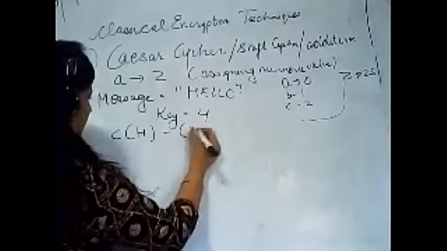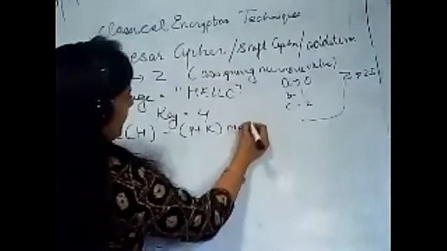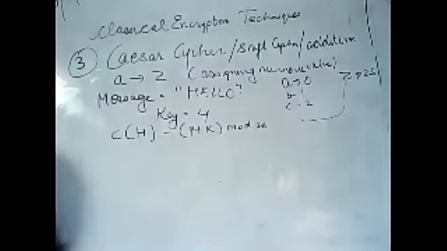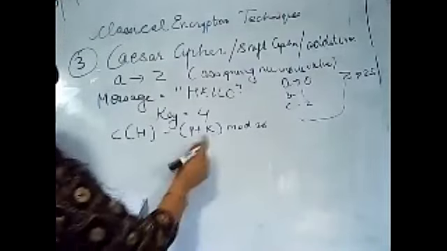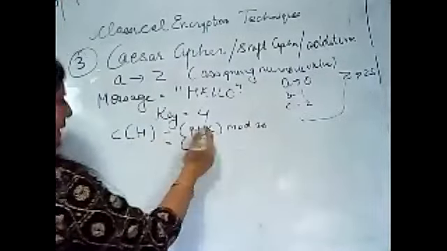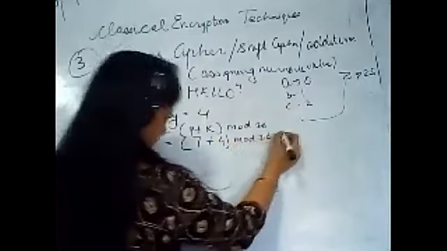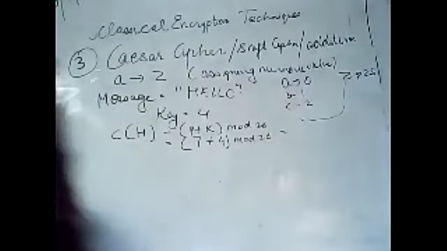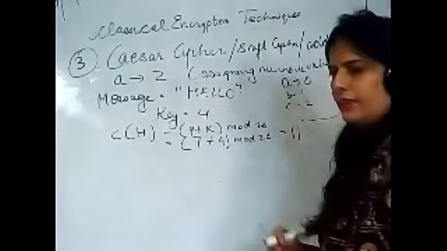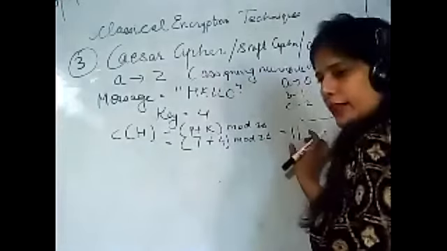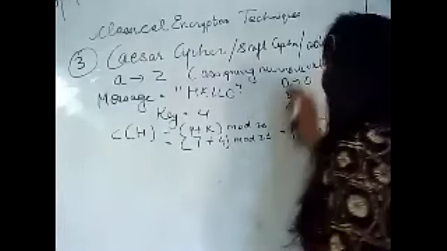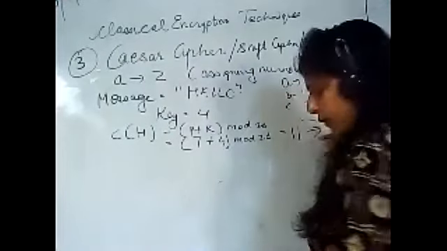So we have C of H. What was the formula? P plus K mod 26. What is the value of this plaintext H? If we follow this numeric pattern, the value of H is 7. What key is given? 4. And then mod 26. After doing all that calculation, what value do we get? That is 11. Again, we represent this numerical value with a letter of the alphabet. So if we go to this series, what letter do we have for 11?